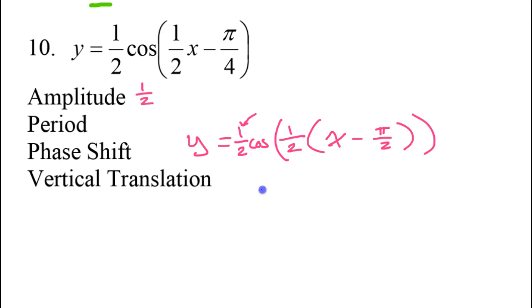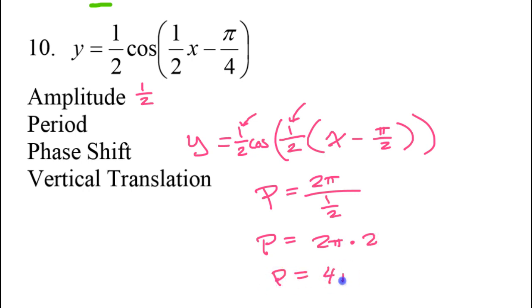Let's talk about the period. The period is 2 pi divided by the b value. The b value is the 1/2 that's right here. So it'll be 2 pi divided by 1/2. Well, when you divide by a fraction, again, you multiply by the reciprocal. So this will be 2 pi times 2. So therefore, the period will be 4 pi.